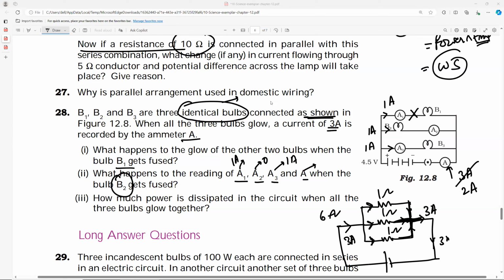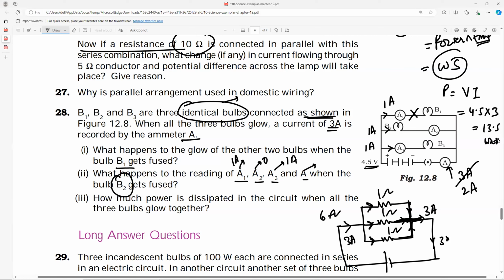Okay. Now, same condition. How much power is distributed when all the three bulbs glow together? So power is very simple. Power is simply added. You know that each of them is going to receive 4.5 volt, and the total current in the circuit is 3 ampere. So power is equal to VI. V is 4.5 and current is 3. You multiply, you will get 13.5 watt. Got it?